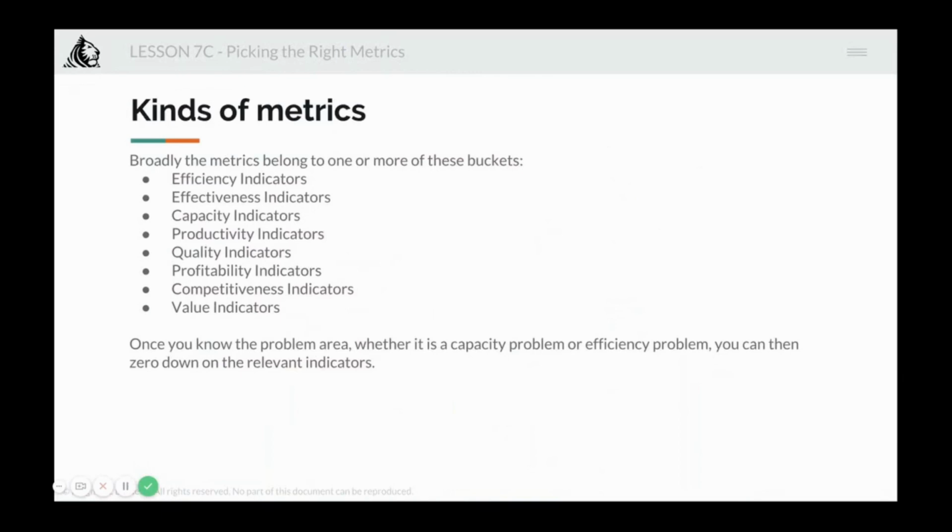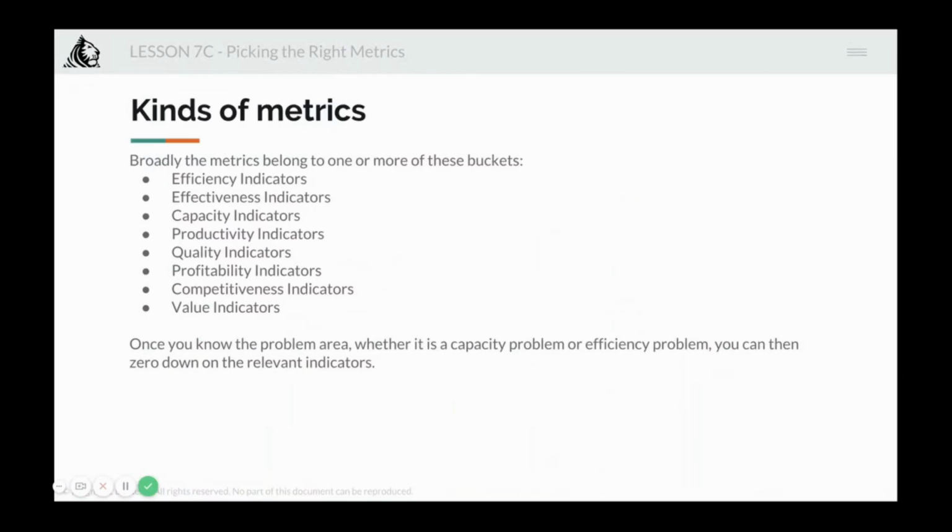And what are the kinds of metrics that exist? Well, broadly, the metrics belong to one or more of these buckets. So there will be efficiency indicators, effectiveness indicators, capacity indicators, productivity indicators, and so on, right? And once you know the problem area, whether it is a capacity problem or efficiency problem, you can then zero down on the relevant indicators.